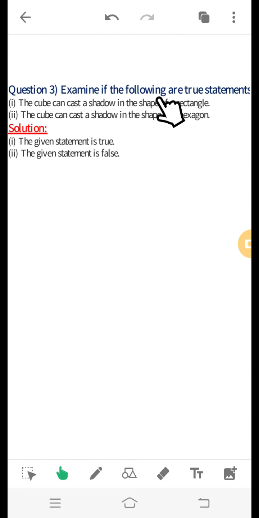Question 3. Examine if the following are true statements. The cube can cast a shadow in the shape of a rectangle. Means if we check the shadow of the cube, which shapes can we form? Rectangle? Yes. The statement is true. The cube can cast a shadow in the shape of a hexagon? No, it's false. It's not a shadow in the form of a hexagon.